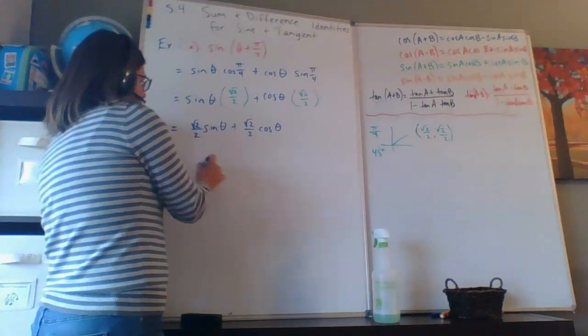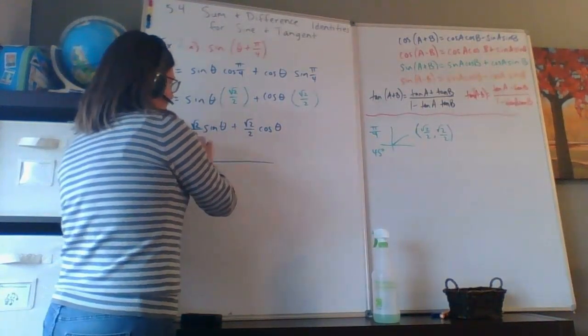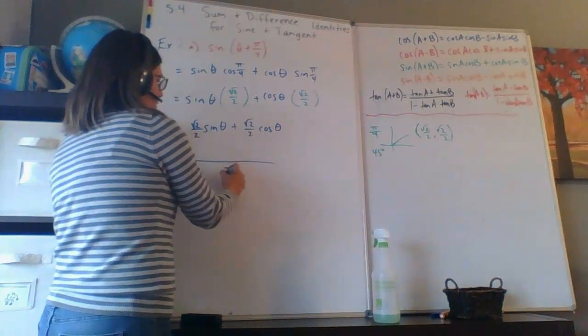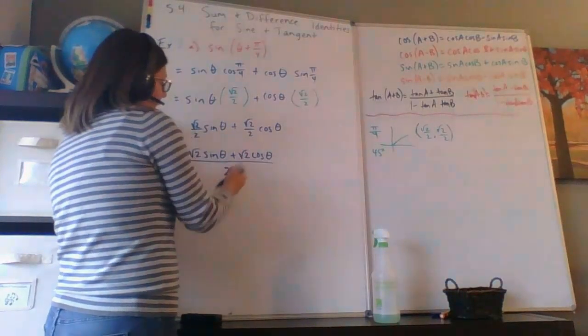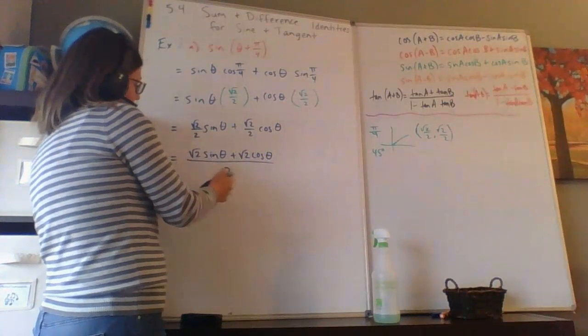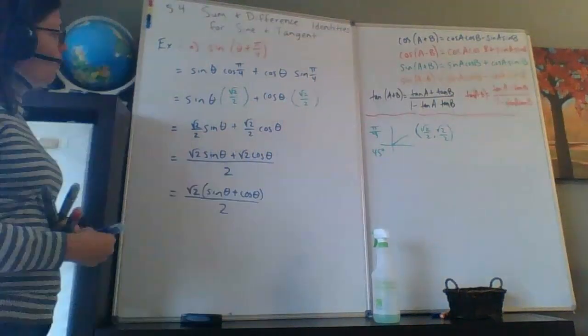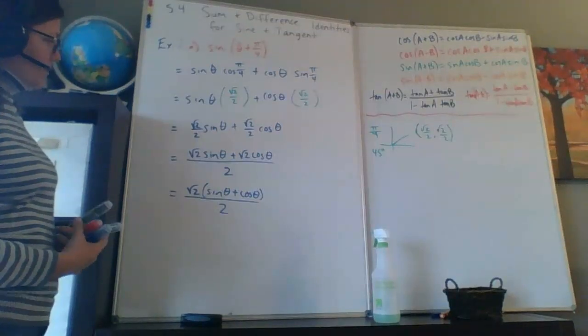However, another is to write them as common denominators. Since they both have a denominator of 2, we could write this as rad 2 sine theta plus rad 2 cosine theta, all over 2. We could also factor rad 2 from the denominator. So all three of these are really acceptable forms of the final answer.